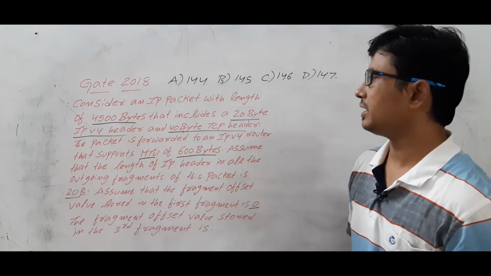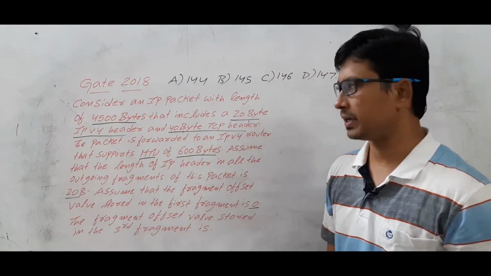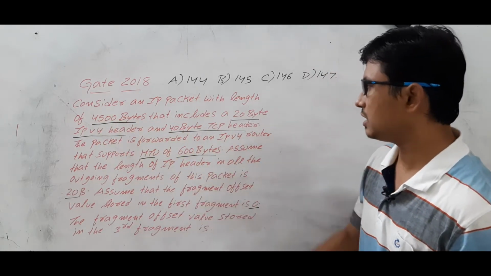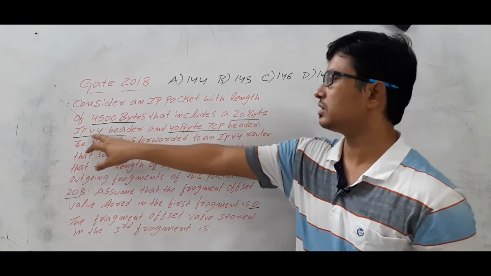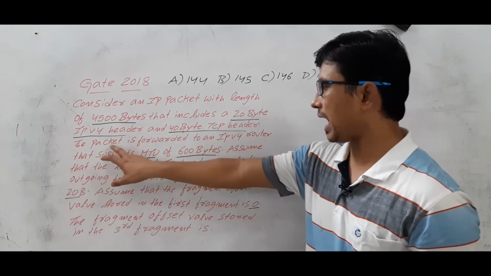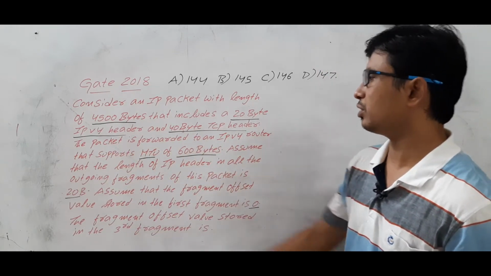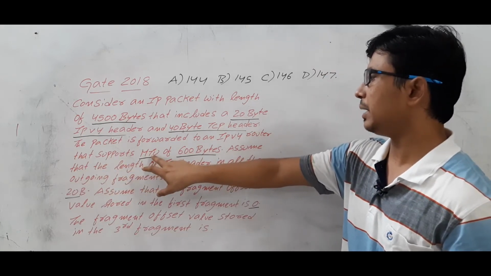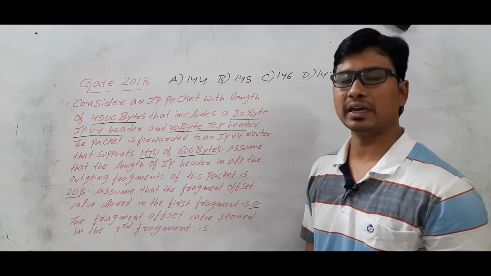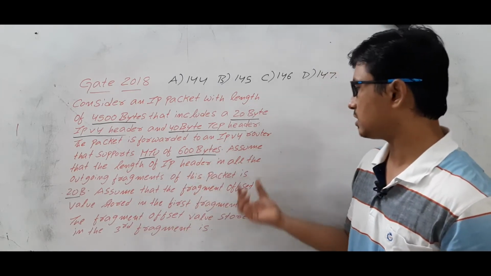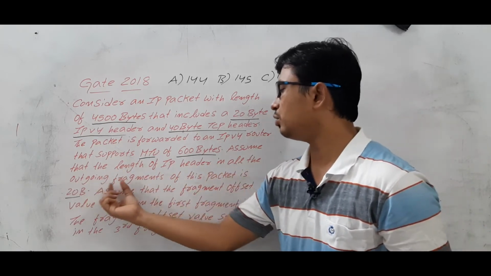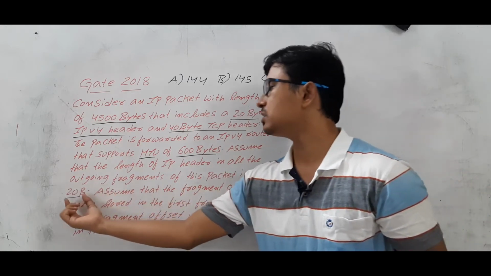Consider an IP packet with length of 4500 bytes. So you are getting one single packet whose size is 4500 bytes. That includes a 20 bytes IPv4 header and 40 bytes of TCP header. The packet is forwarded to an IPv4 router that supports an MTU of 600 bytes. So the router can send packets up to a maximum of 600 bytes. Assume that the length of the IP header in all the outgoing fragments of this packet is 20 bytes.